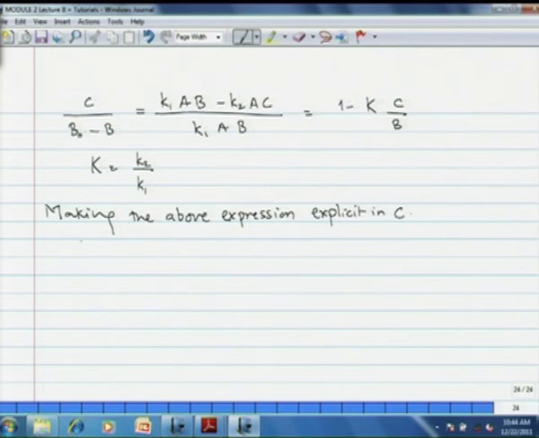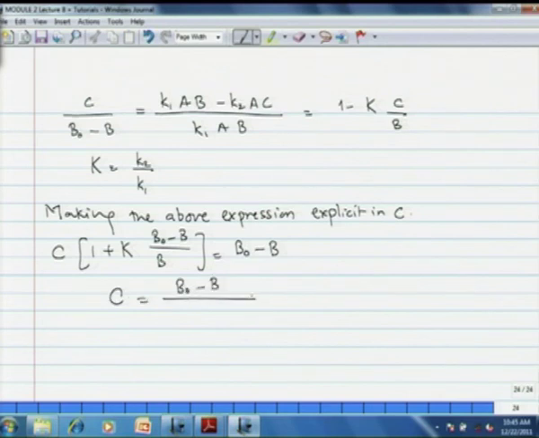You can simply rearrange the equation, which is rather straightforward. C into 1 plus capital K into B naught minus B by B is equal to B naught minus B, and thus C is equal to B naught minus B divided by 1 plus K into B naught minus B by B. So, this is our first result.